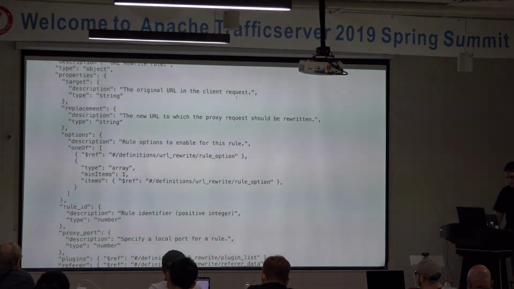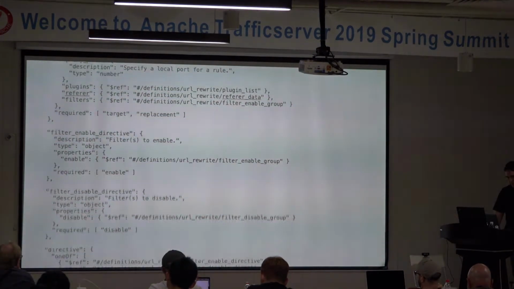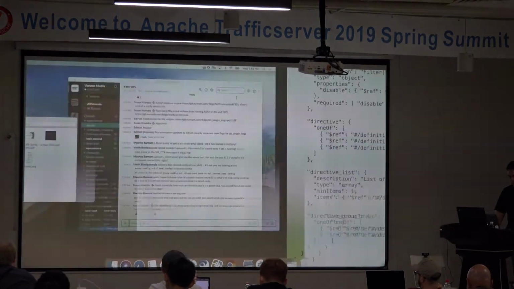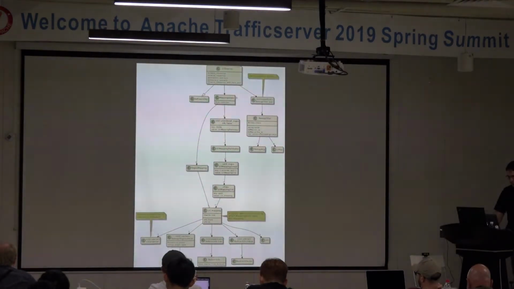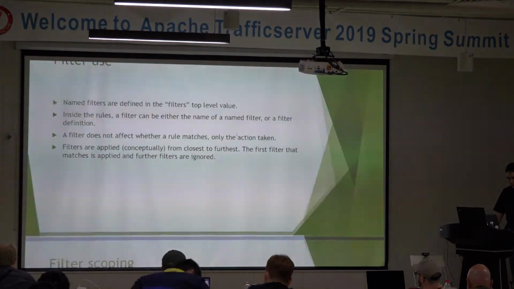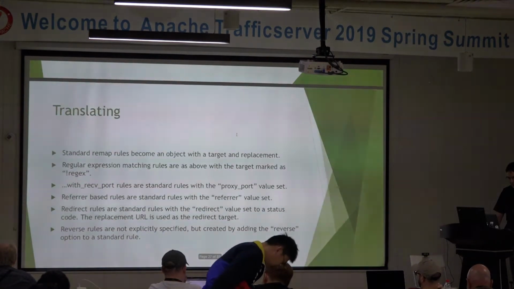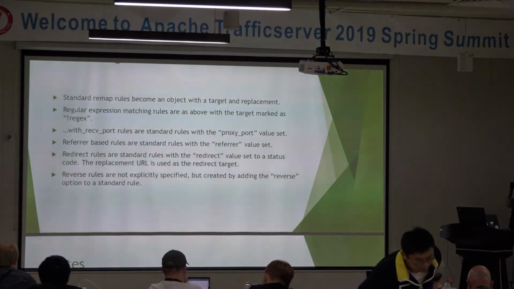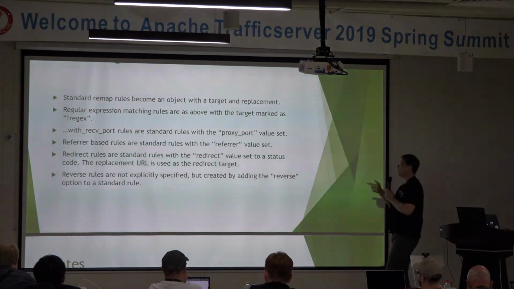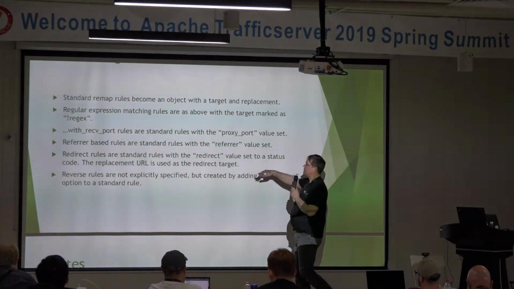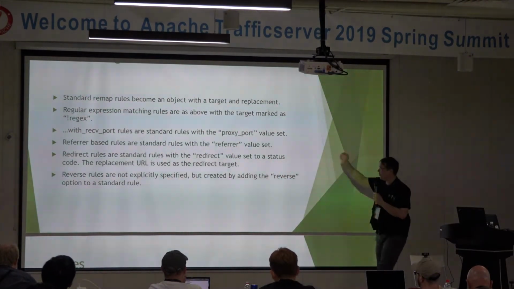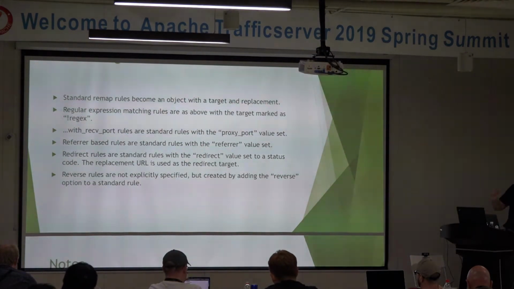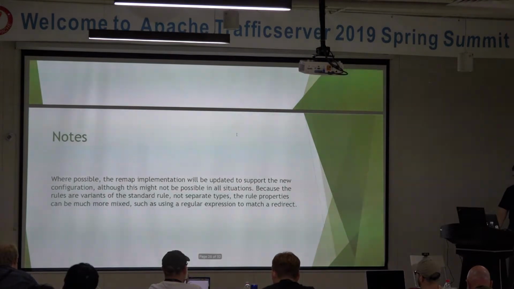All right, I think that's about all the interesting stuff. Where did we go? Let's see. Filter scoping, that's gone. Right, so regularly we end up with one type of rule. If it's a regular expression one, you mark the match with regex. If it's a receive port, you set the proxy port as refer, you set the refer value. If it's a redirect, you set the redirect value. Reverse rules, you set the reverse option.